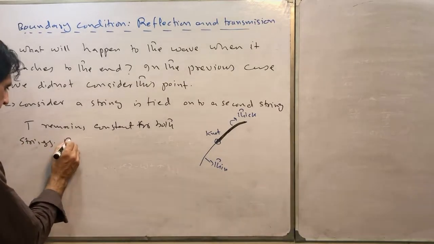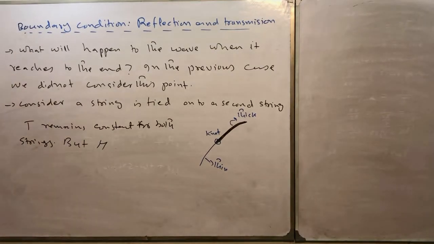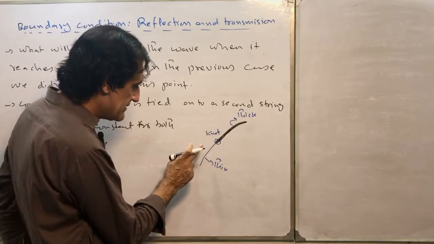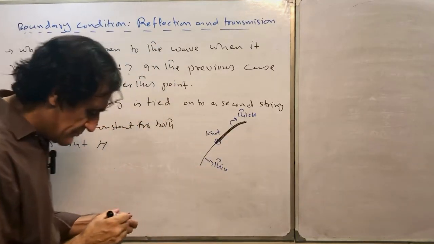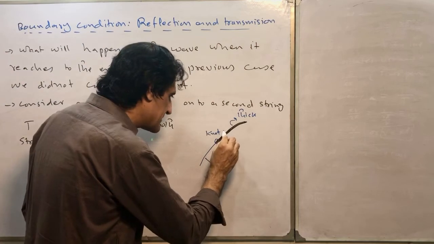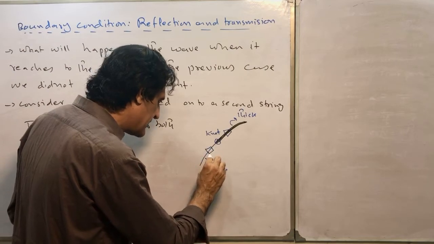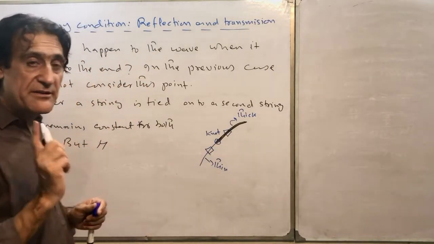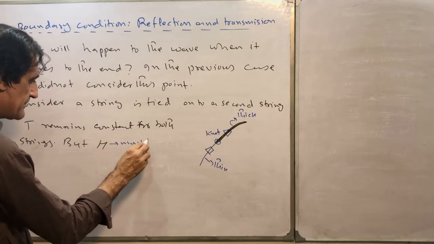But mu, which we defined in the last lecture, is the mass per unit length, because the mass per unit length in this string and this string will be different. If I consider this point, the mass per unit length here and the mass per unit length here will be different. So it means that mu must be different.